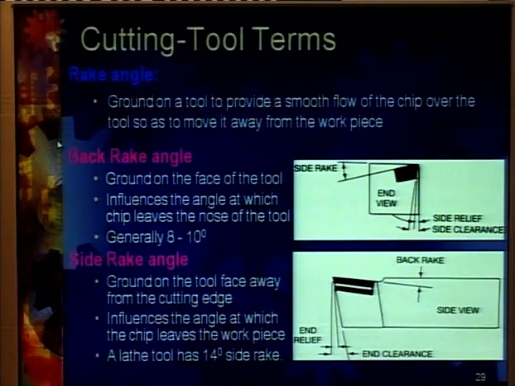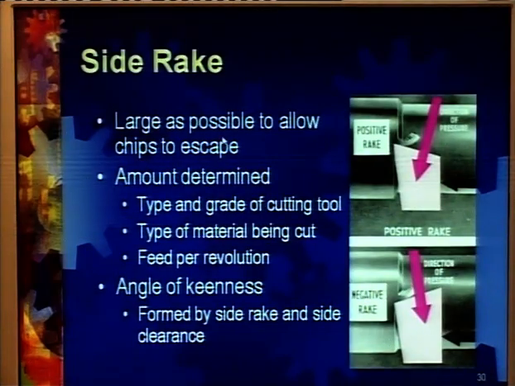The back rake angle is ground onto the face of the tool. It influences the angle at which chips leave the nose of the tool. It is generally kept 8 to 10 degrees in case of turning operations. The side rake angle is ground on the tool face away from the cutting edge. It influences the angle at which the chip leaves the workpiece. A lathe tool normally has 14 degrees as side rake angle.